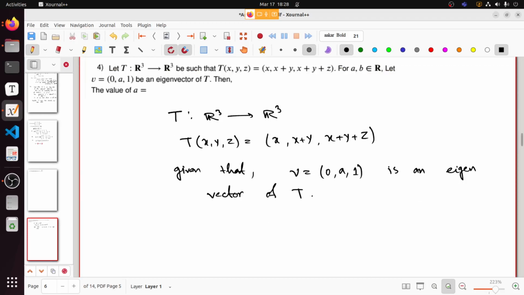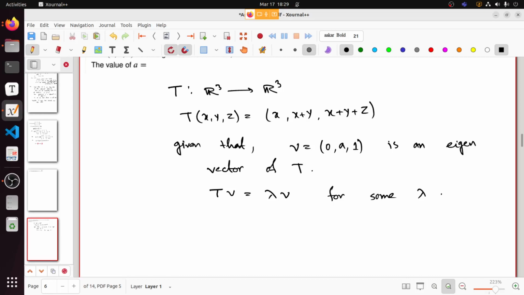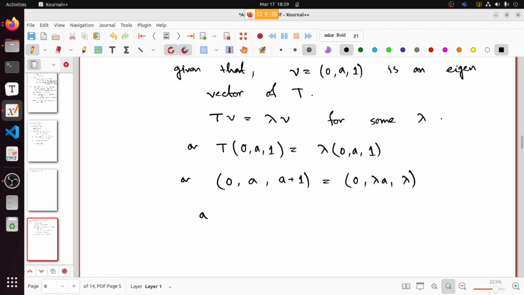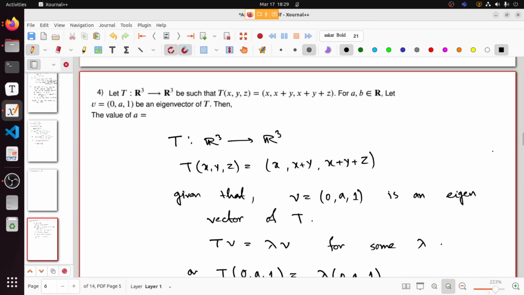which means, eigenvector of T means T of B should be some lambda times B, right? For some lambda. So then what will happen? What is B? B is 0, a, 1, and this is lambda times 0, a, 1. And you know the action of T over this vector. It will map x plus y, meaning 0 plus a is a, and the last one x plus y plus z means a plus 1, and this side it is 0, lambda a and lambda. So now equate both sides, so you will get a equals lambda a and a plus 1 equals lambda. So from here what you will get? Lambda equals 1 if a here is non-zero.